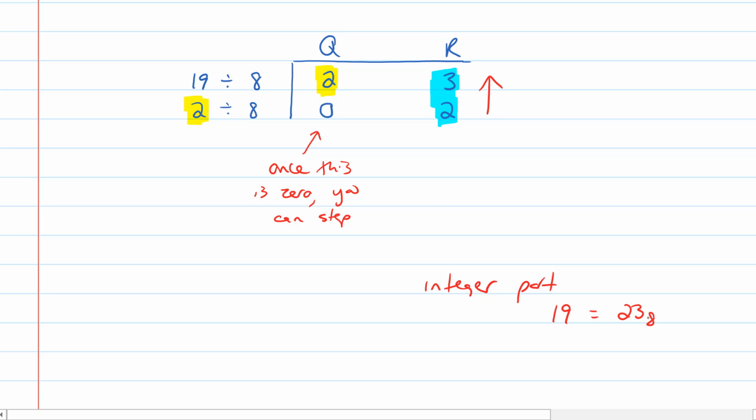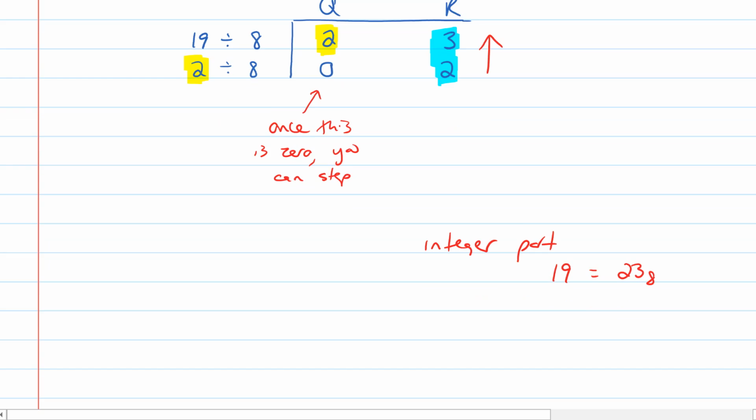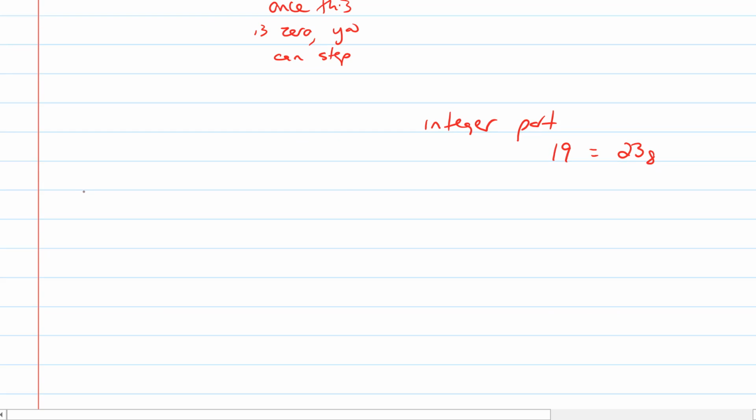And that makes sense if you think about it, because the number 23 base 8 means that there are 2 complete copies of the base, so 2 times 8 plus 3 left over. 2 times 8 is 16, plus 3 gives 19, which is the number that we started with. So that's kind of reassuring. Now we're going to do the non-integer part.